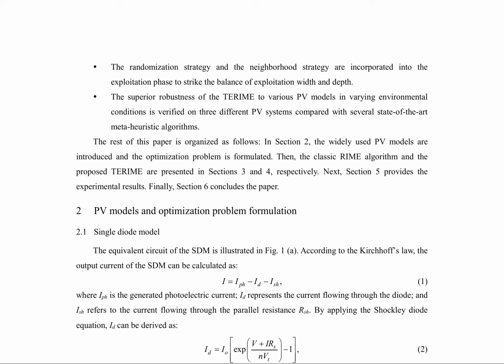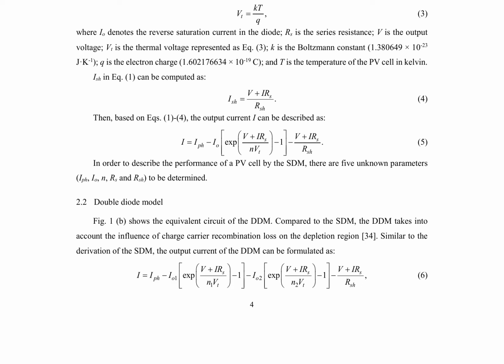TERIME is a robust meta-heuristic algorithm designed to overcome the limitations of existing methods. Its superior performance is attributed to the incorporation of a novel initialization strategy, adaptive exploration-exploitation, and a dynamic adjustment mechanism. This results in enhanced convergence rates and improved solution quality. Experimental results demonstrate the effectiveness of TERIME in estimating PV model parameters, outperforming several state-of-the-art meta-heuristic algorithms. The algorithm's robustness is evaluated using statistical metrics, including mean absolute error, mean squared error, and coefficient of determination.